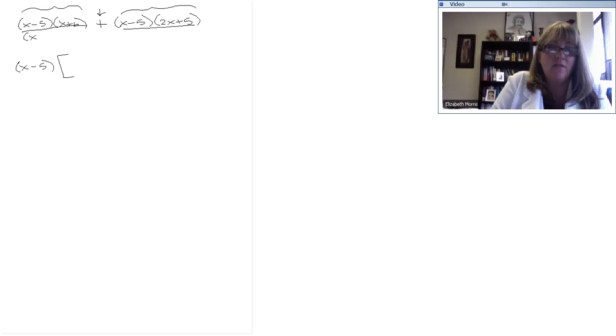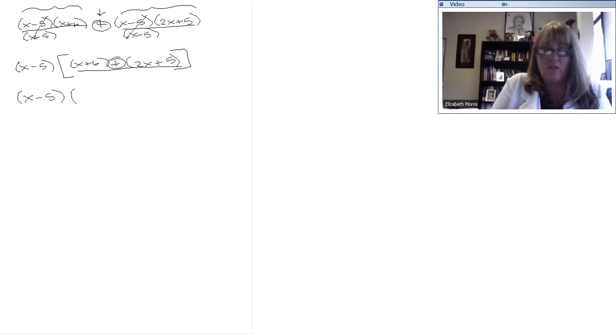So I can divide both sides by an x minus 5. Now, if I do that, what's left? x plus 6 plus 2x plus 5. Now, they do expect you to reduce in here, meaning it's separated by a plus, so that's not going to change anything. So I have 1x and 2x, which makes 3x, and I have 6 and 5, which makes 11. And that is your answer.